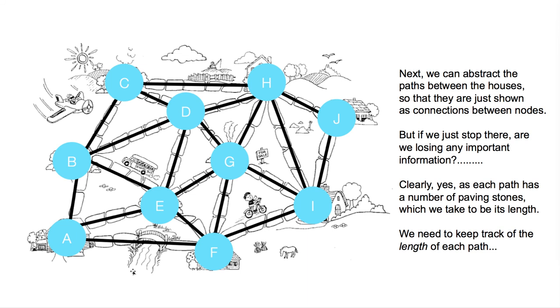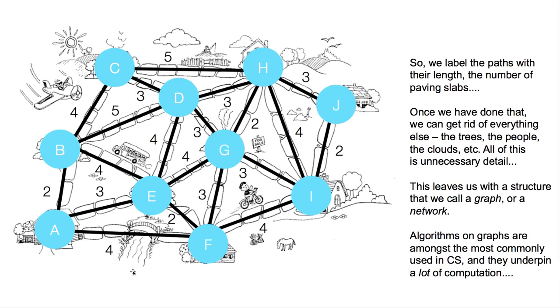So we can attach a label, just as we've done with the nodes. We can attach a label to the links, which we call a weight, to each link in the network, and that's what we've done here. So once we're at that point, we can get rid of everything else. The clouds, the trees, even the houses themselves. They're all irrelevant once we have this abstract structure that we call a weighted network, which is basically a bunch of nodes connected by links.